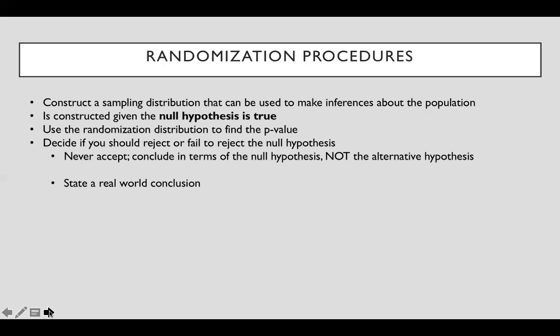Once you find the p-value, you can decide whether you should reject or fail to reject the null hypothesis. Just make sure that you know that you never accept the null hypothesis. You always conclude in terms of the null hypothesis and not the alternative hypothesis. Then you can state a real-world conclusion after you decide whether to reject or fail to reject, putting that decision into the context of the original research question.